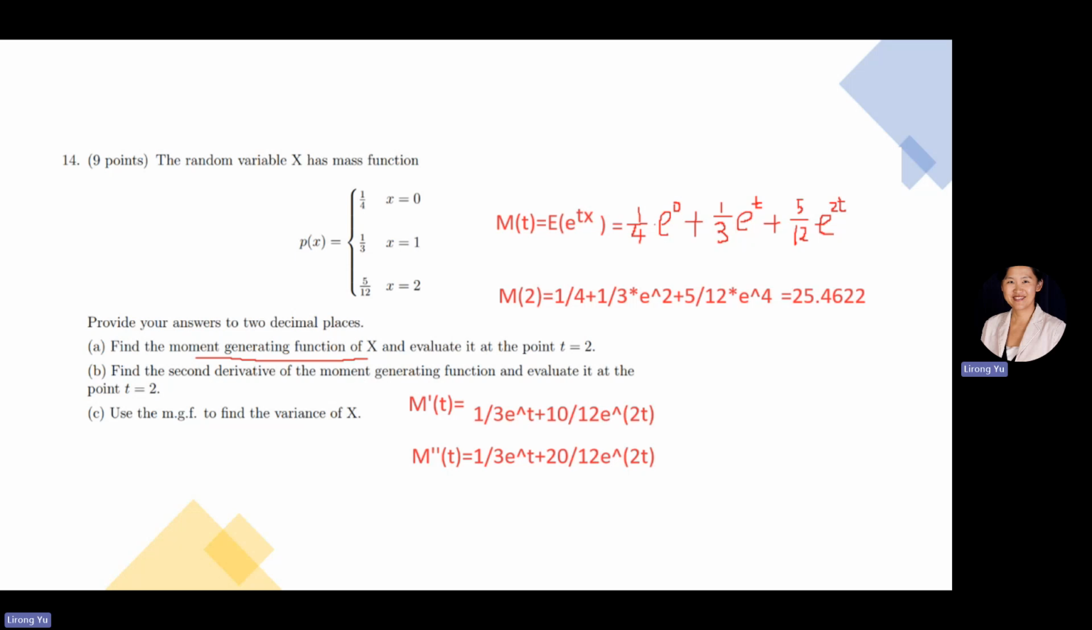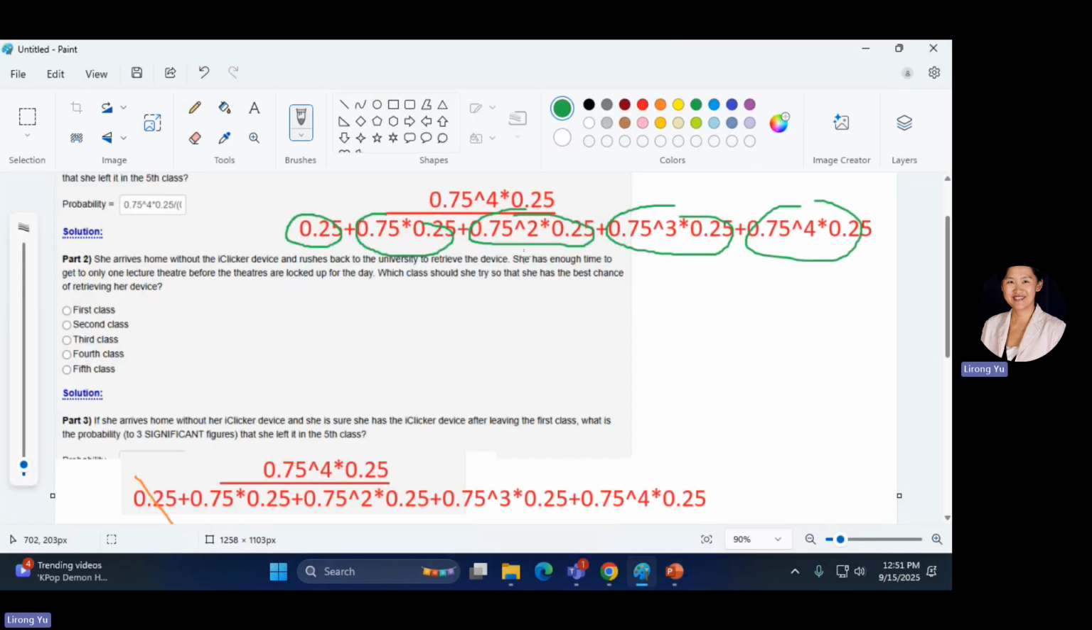Then it enters in seven different ways. The denominator, have you tried to enter it? I've tried to enter it by doing the summation: the probability she left it in the first, she left it in the second, she left it in the third, she left it in the fourth, she left it in the fifth. So I entered it that way, which was still 0.116.